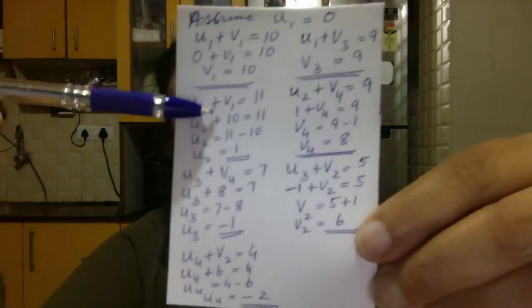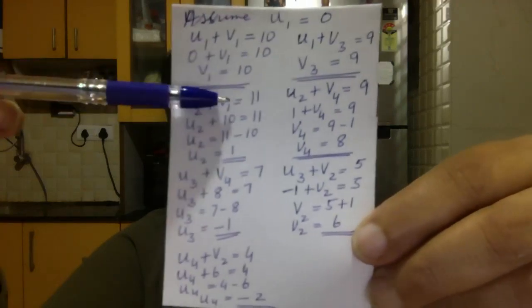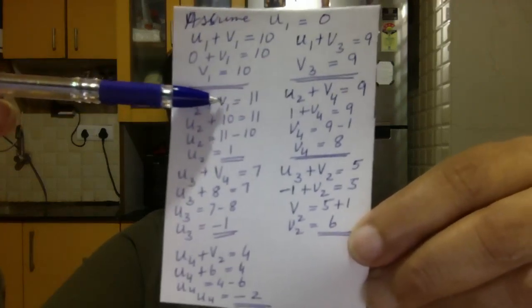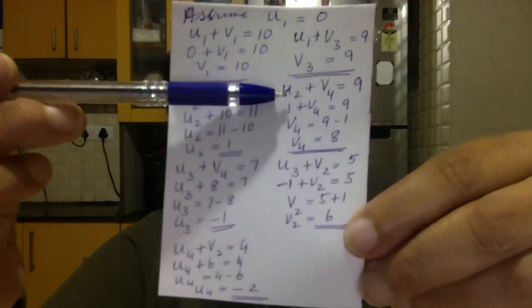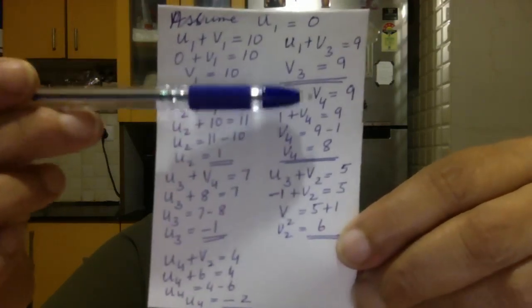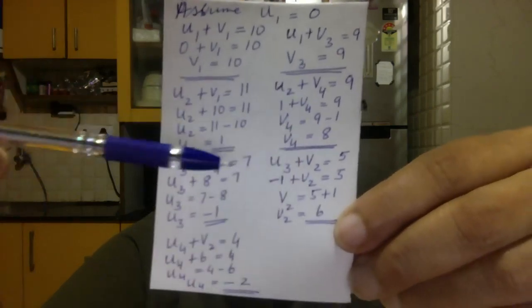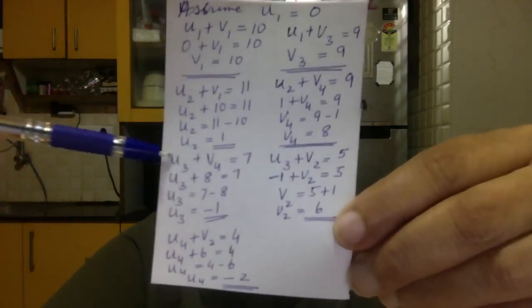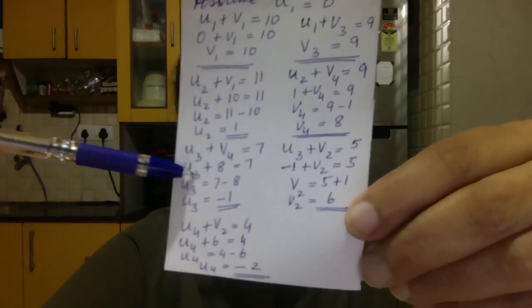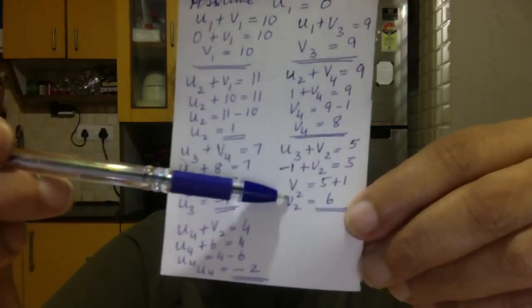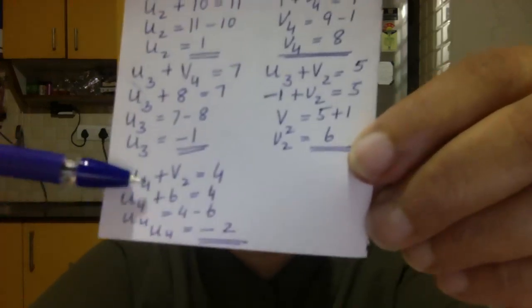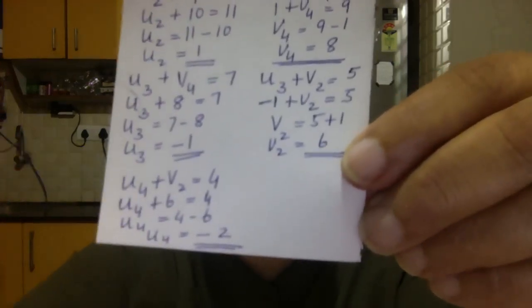Similarly, I worked out. I took an equation which had v1 here. Since I knew v1, I got u2. So I substituted u2 and got v4. In the next one, since I knew v4, I got u3. Next, since I got u3, I took u3 plus v2 and got v2. Similarly, since I knew v2, I got u4. So I got all the values that were in the equations.